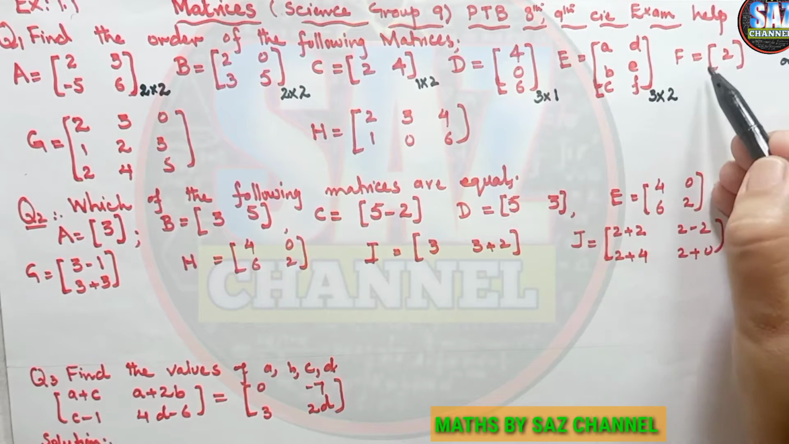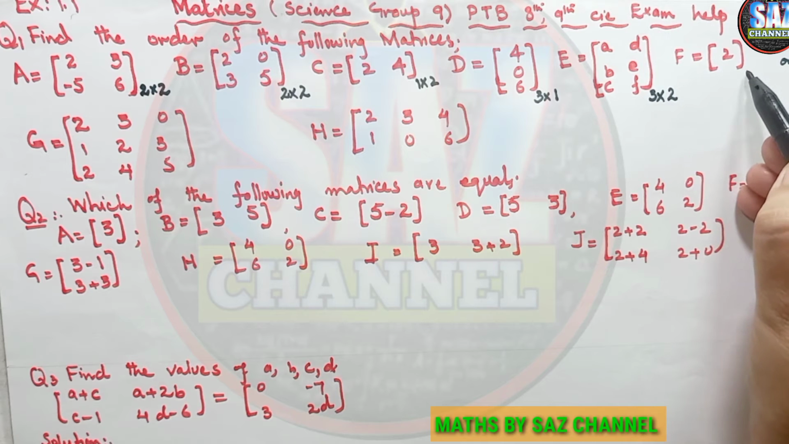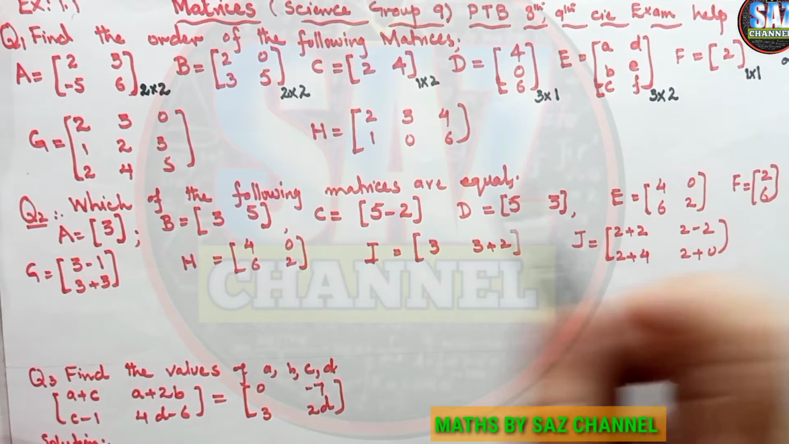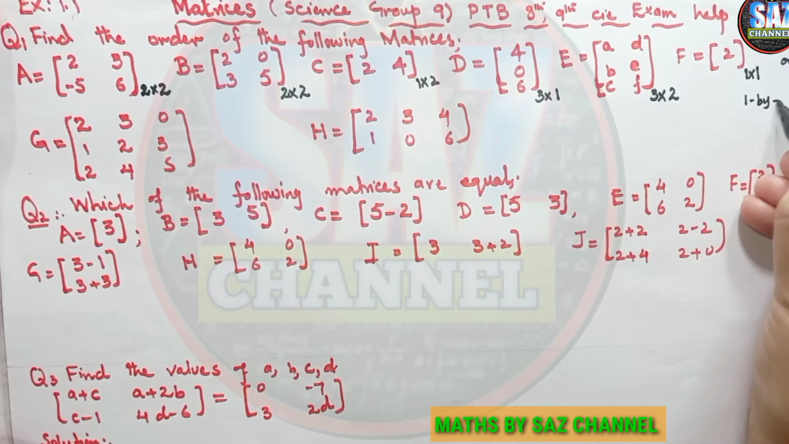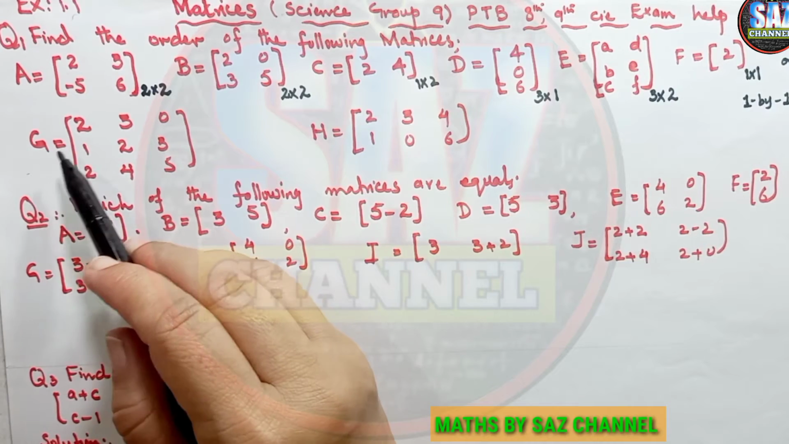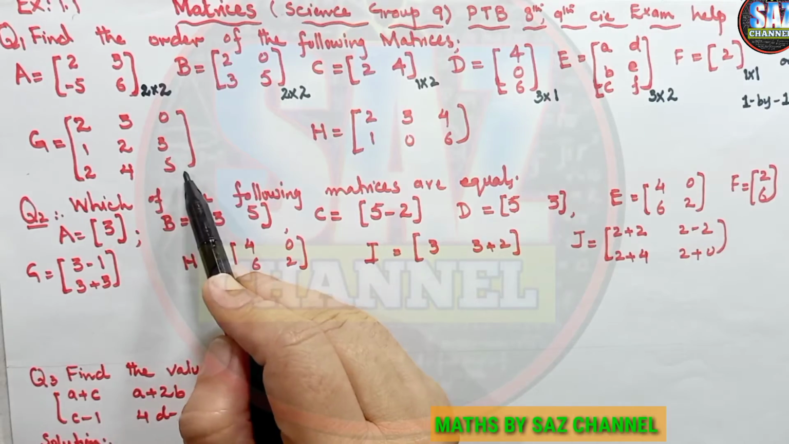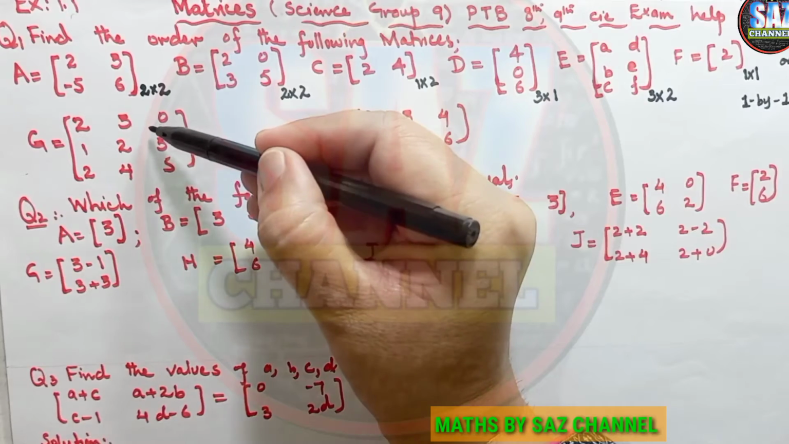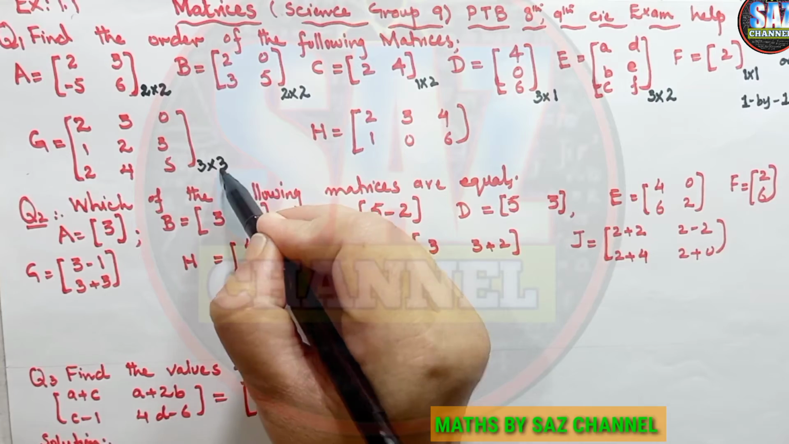Now if you look at F matrix, it has only a single element. It has one row and one column. So its order will be 1 by 1. Either you can write the order in this way, or you can write the order like 1 by 1. Both are okay. Coming to the next matrix, that is G. We can see that it has 1, 2, 3 rows and how many columns? We have to observe the matrix vertically, that is 3. So order is 3 by 3.